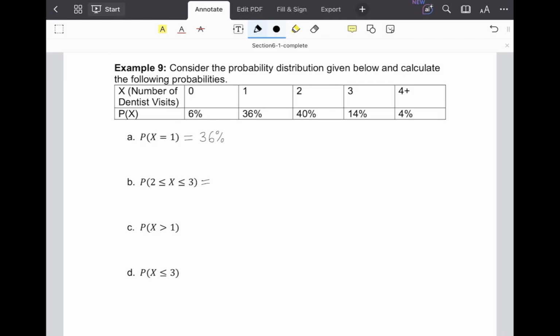Now, this one is strange. It's saying 2 is less than or equal to x, which is less than or equal to 3. That's just two numbers, which are 2 and 3. And we add those two together. So taking the 40% here for a probability of 2 plus 14% probability of 3, that gives us 54% for the overall probability.